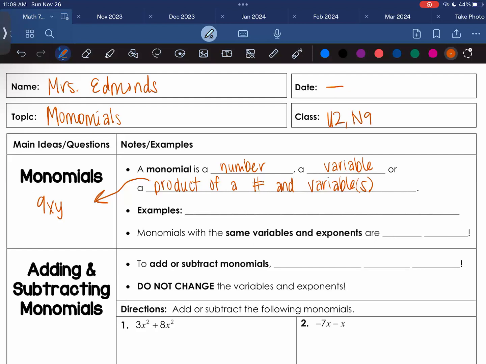Okay, so let's go ahead and think on your own of just some examples and go ahead and write a few down. So a number would be 5, a variable could be negative 6x, or it could just be y, or it could be negative 11x squared. These are all monomials.